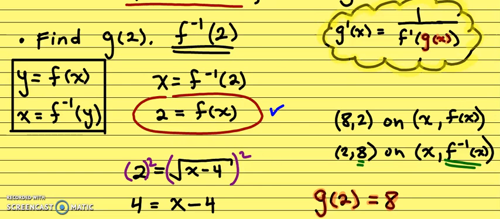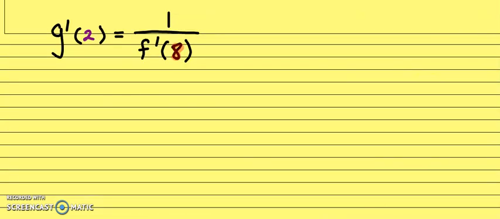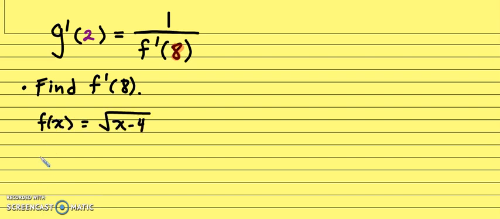So let's see. This is what we pretty much have now. g prime of 2 is equal to 1 over f prime of 8. Now we need to find f prime before we can find f prime of 8. But our overall goal is to find f prime of 8. And we're going to use f of x equals the square root of x minus 4. So if we know that f of x equals the square root of x minus 4, what's f prime of x going to equal? Pause the video and try that.